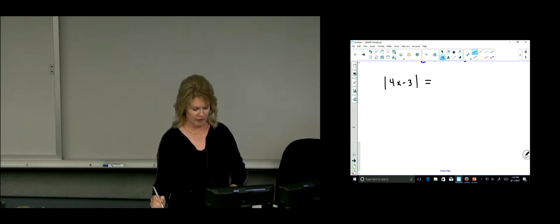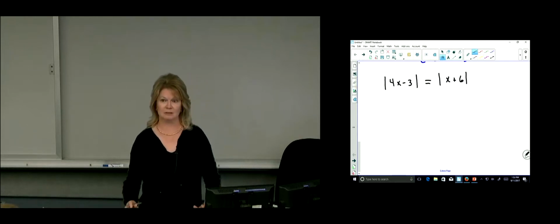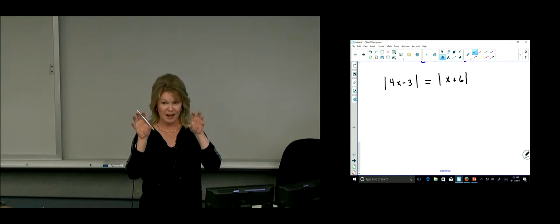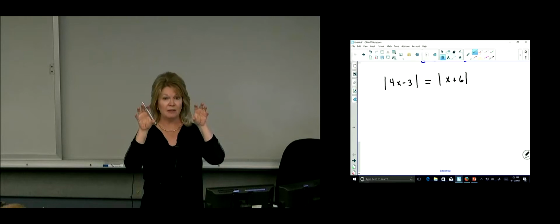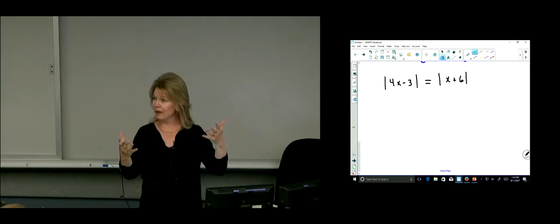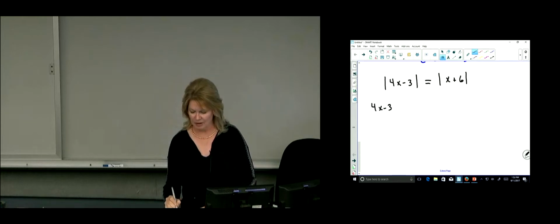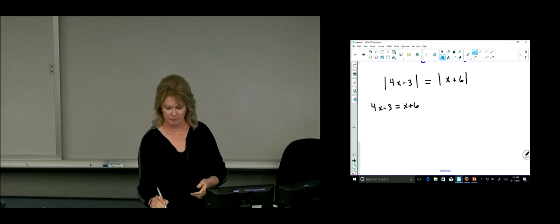Here we've got the absolute value of 4x minus 3 is equal to the absolute value of x plus 6. So what we want to know is, when can two absolute values be equal to each other? Well, if the stuff inside of them are the same, they're equal. And if one is positive and one is negative, they'll still be equal, because ultimately I'm going to take the absolute value of each one. So maybe they're equal. That's setting the two equal. That's one option that would make it true.